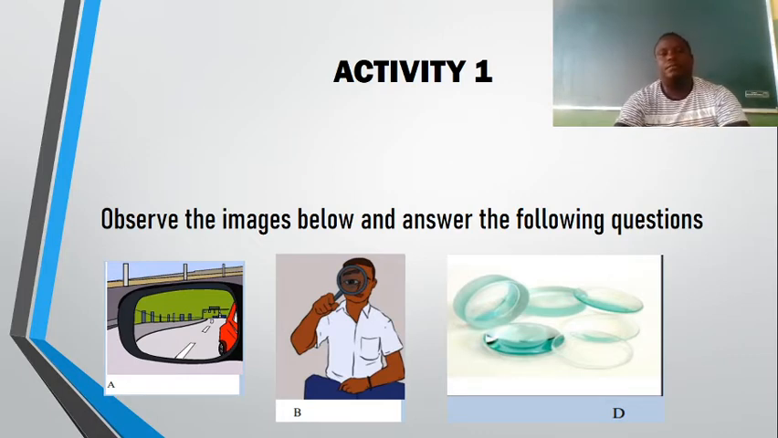As you can see, there is an image A, image B, and this is image D. This is called the D. It's not displayed very well, but it's D. You can observe it very well, and you will answer some questions. On D, I see there are some lenses, some types of lenses. So, hope you have observed this very well. So, I can proceed.